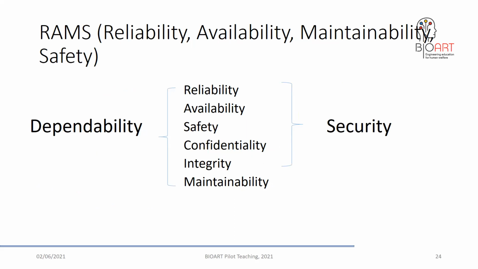Looking at IoT systems, the RAMS approach was considered. And you can see that there were additional attributes such as integrity, confidentiality, and maintainability. All these attributes deal with dependability, and the first 5 deal with security of the IoT systems.